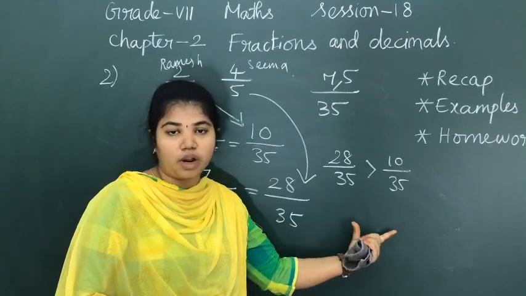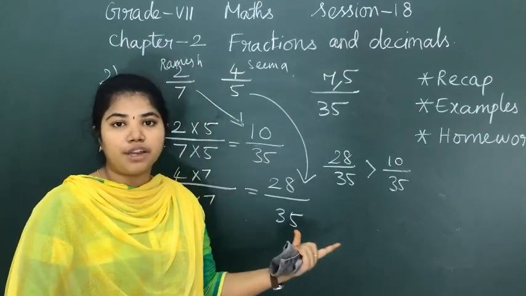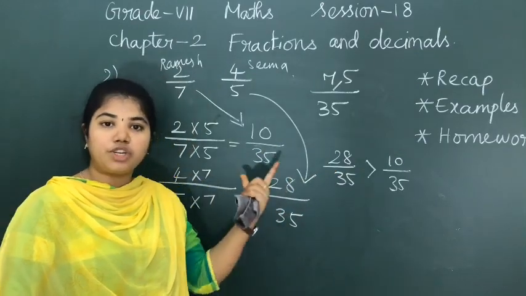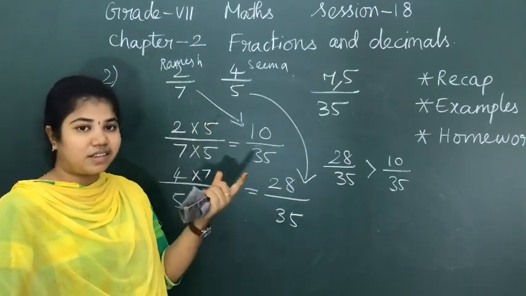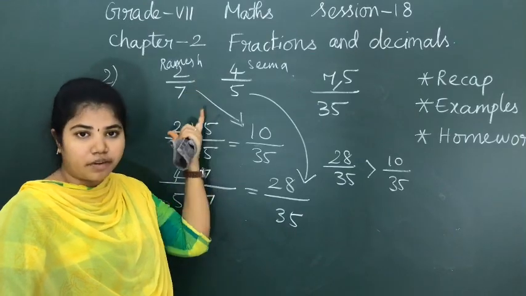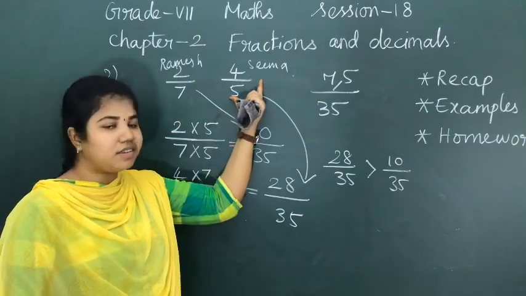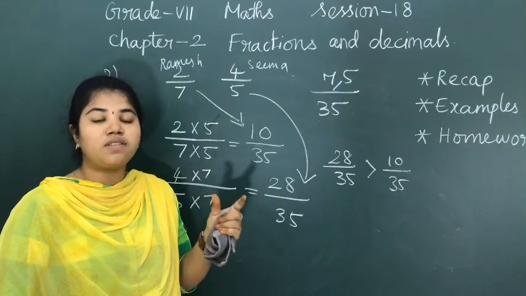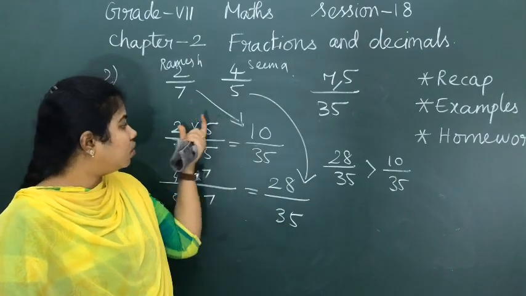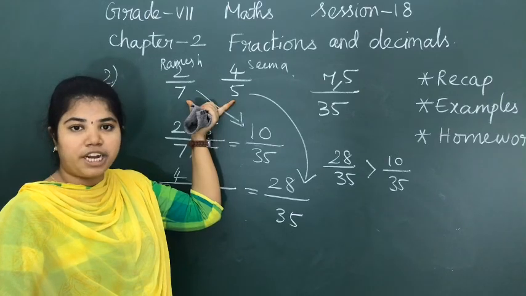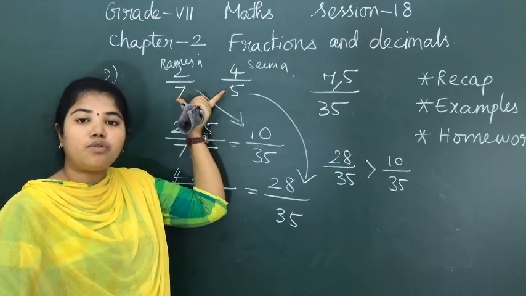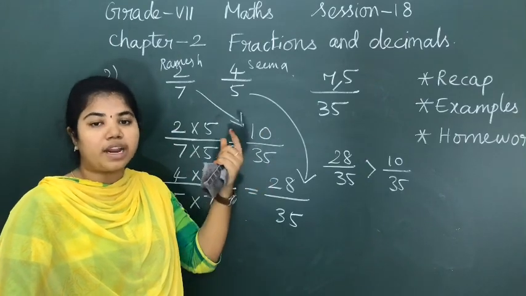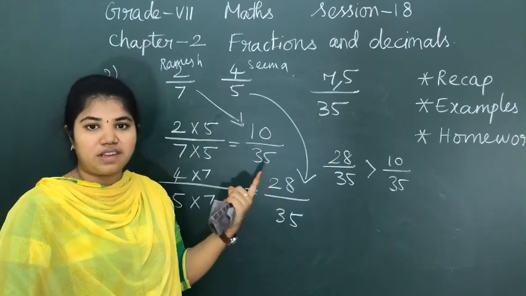This is the final one. This is what they have told you to find out in the question, and we have arrived at the answer. What is the question actually? There is an exercise. Ramesh is solving 2 by 7 part of the exercise and Seema is solving 4 by 5 part of the exercise. Now we are supposed to find who has solved the lesser part. Now you have different denominators, 7 and 5. You have to convert these unlike fractions to like fractions so that you can add or subtract the fractions easily.